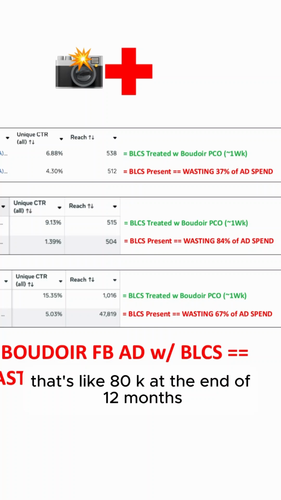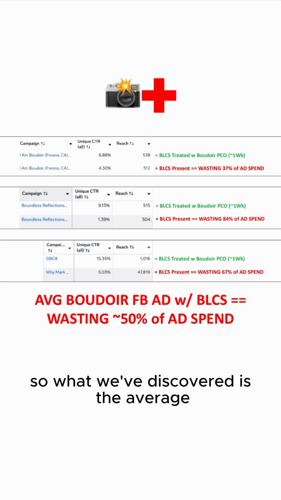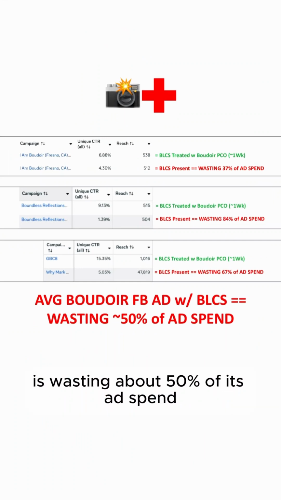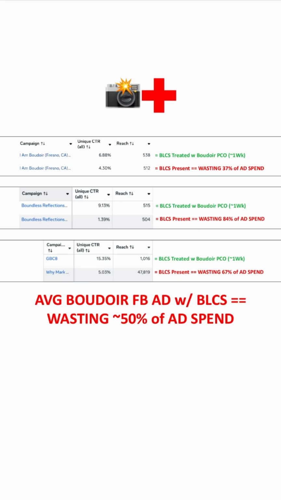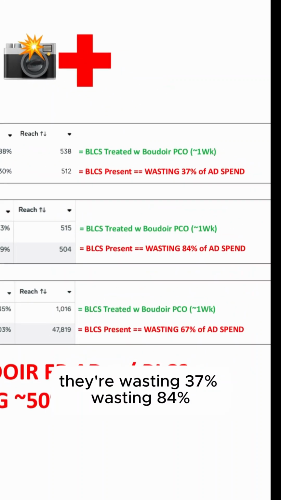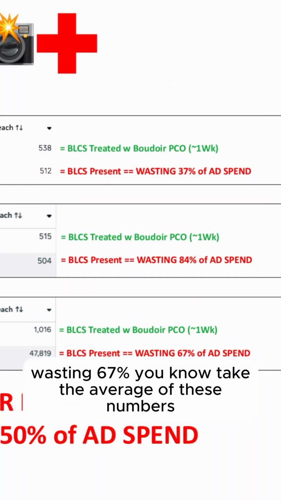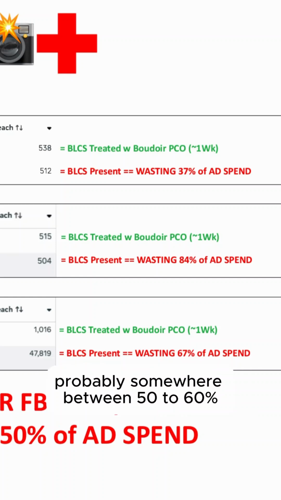That's like 80K at the end of 12 months. So what we've discovered is the average Boudoir Facebook ad with BLCS is wasting about 50% of its ad spend. I mean, look at the numbers here. They're wasting 37%, wasting 84%, wasting 67%. Take the average of these numbers, probably somewhere between 50 to 60%.